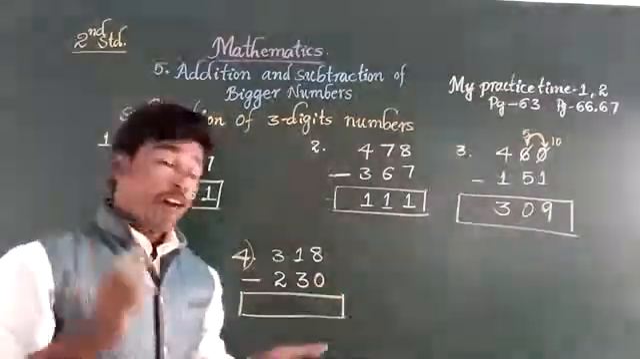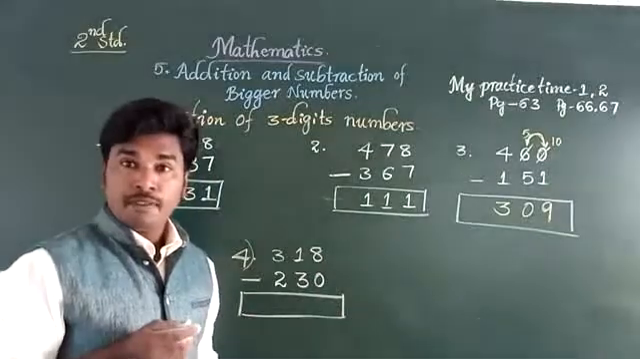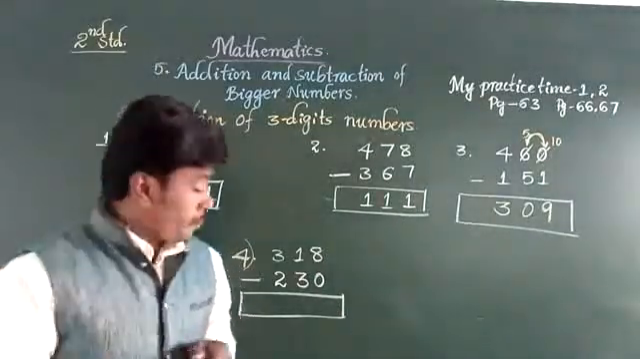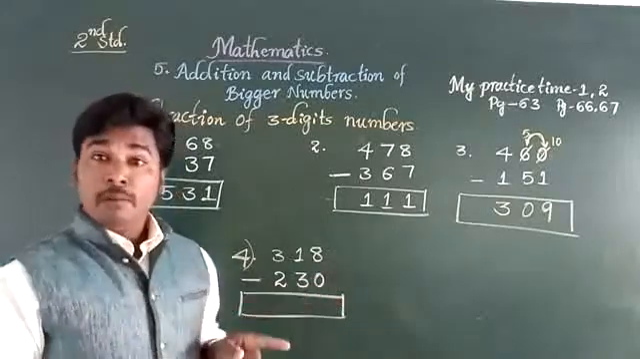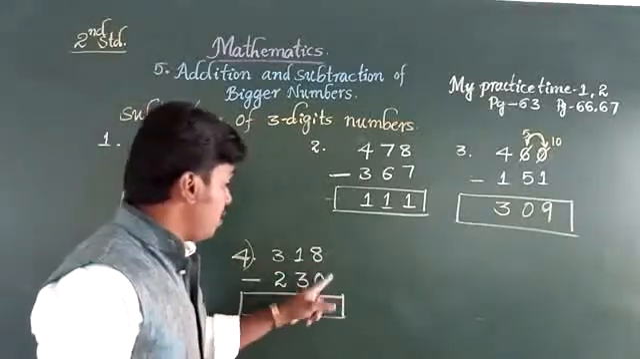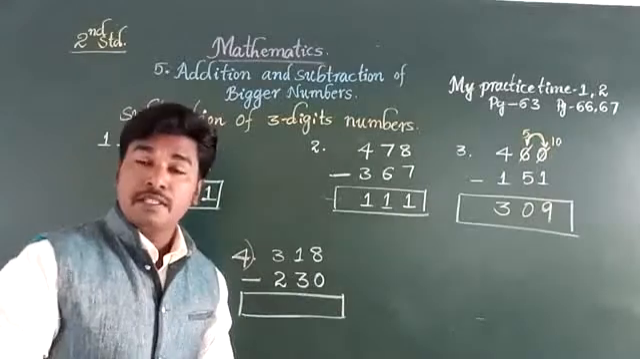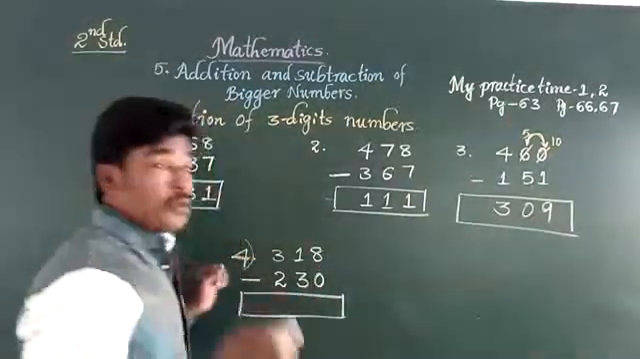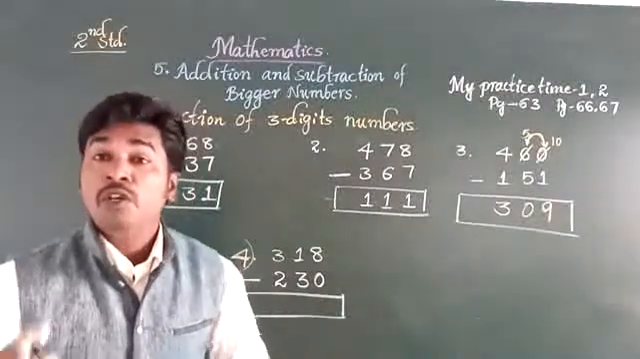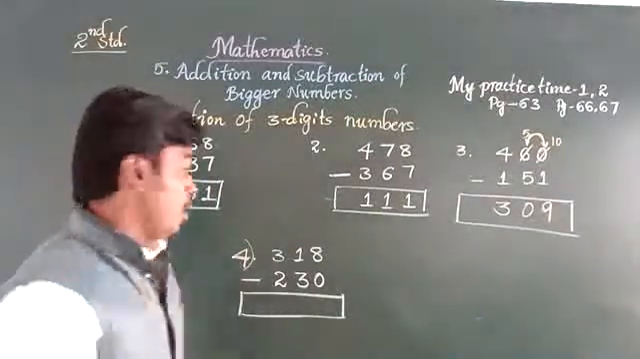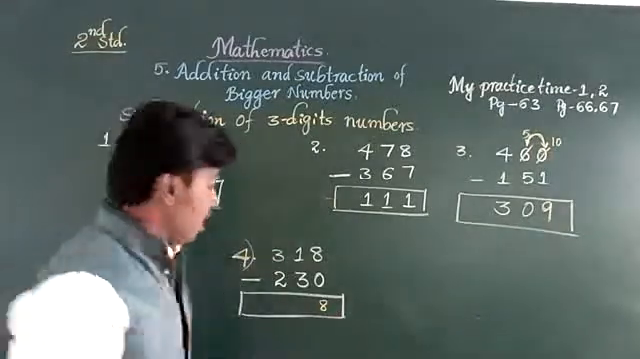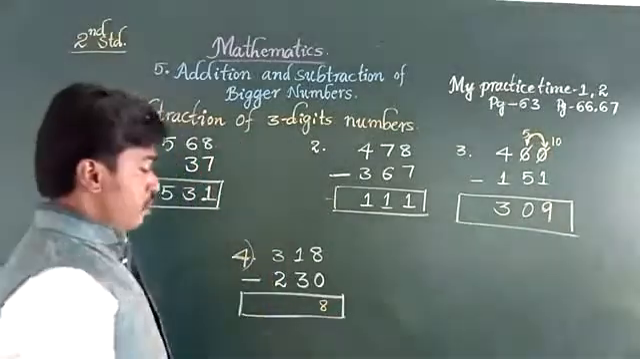0 is smaller than all the numbers. 0 comes before 1, 2, 3, 4. So 0 is smaller than all the numbers. So 0 minus 8 becomes, subtract 0 from 8. When you are subtracting 0, you are getting the number itself only. What is the number itself? 8. Now be very careful in the tens place.